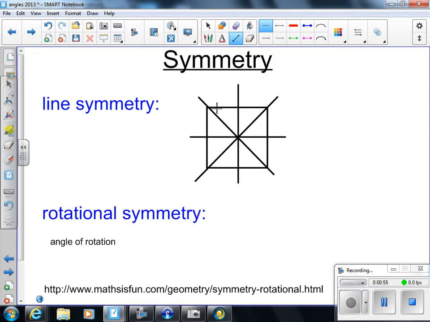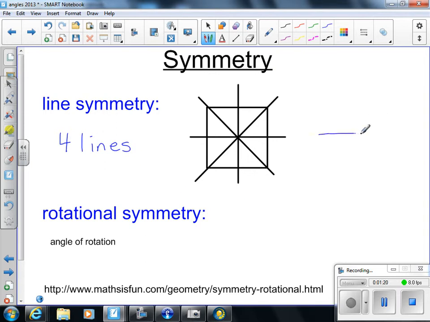you could trace this figure on a piece of paper, draw where you think the line of symmetry is going to be, and then actually fold the paper and see if you can see through it to see if it matches up exactly. If it does, then that is a correct line of symmetry. So we can say that in this case, this square has 4 lines of symmetry.